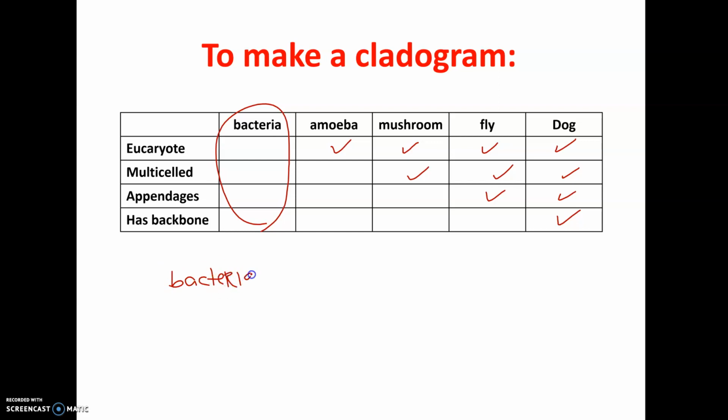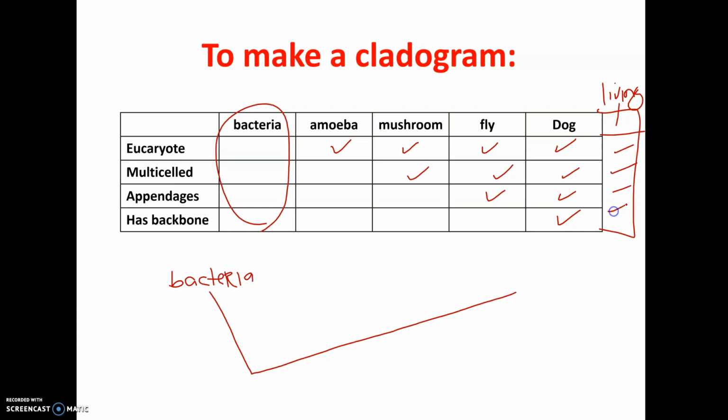Now, if we had, on the other hand, a trait that everybody shared, it would go back here. For example, let's say I added a trait here. Let's say I added living as a characteristic, right? Then everybody would have that trait, right? 1, 2, 3, 4. Then living would go back here. It would be my first thing on this cladogram because everybody in the cladogram has that. But in this cladogram, we're actually starting with an organism.